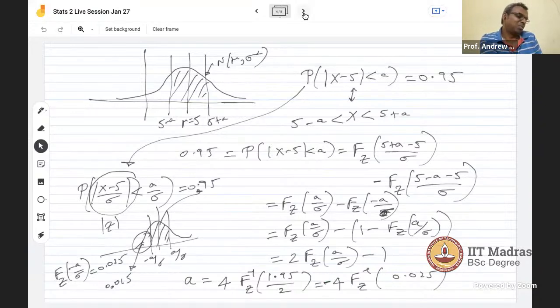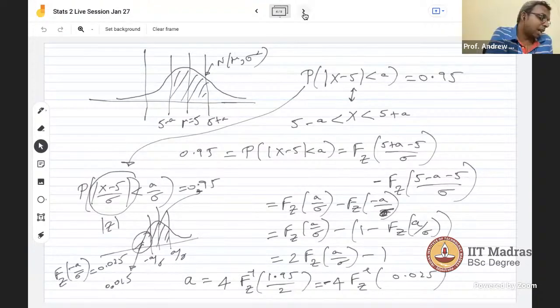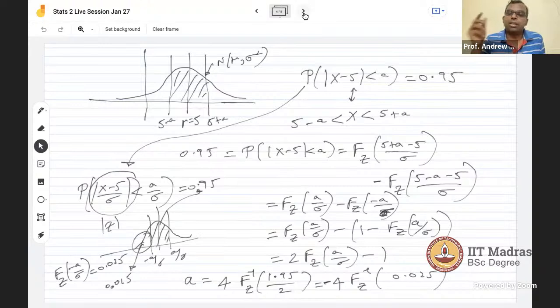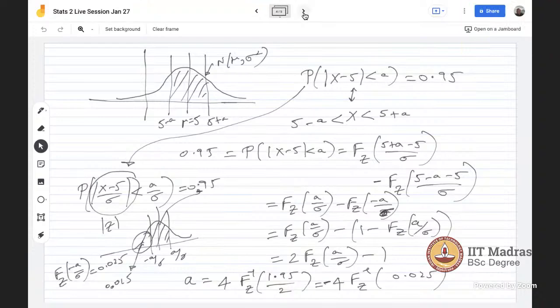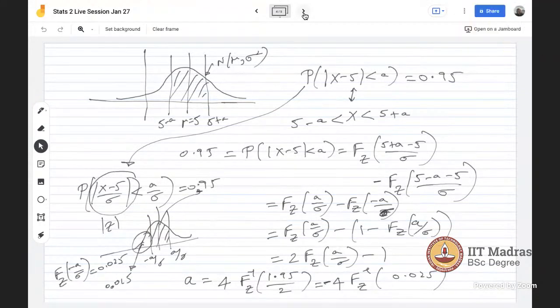Sir, could you please explain once again the graph part? How did I get this graph? Let me come back to you after this. There was a question from somebody. I was just going to ask you, is this correct or not? What I wrote finally? I just got it in the 0.025 form. Fz inverse of 0.025, then the minus 4 will come on the outside. It doesn't make any sense to put the minus inside the Fz inverse.